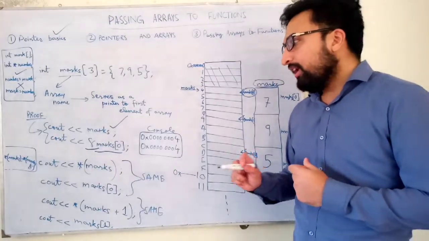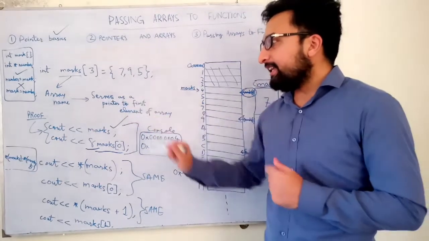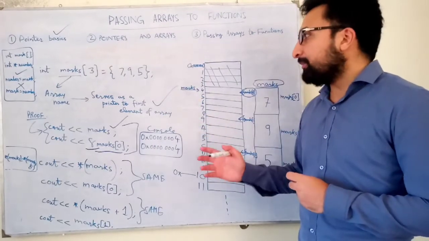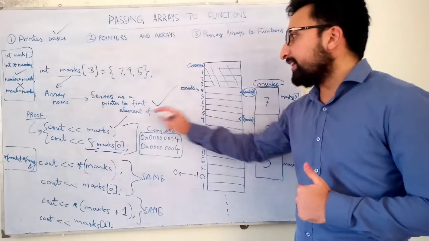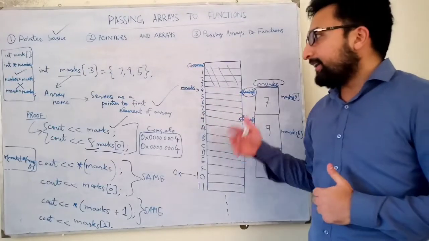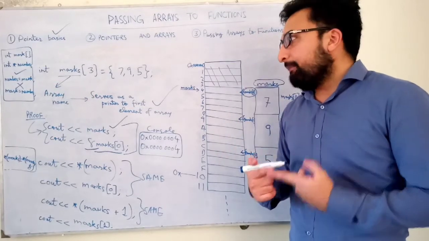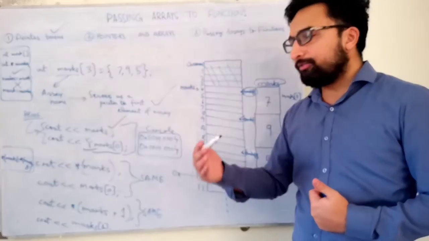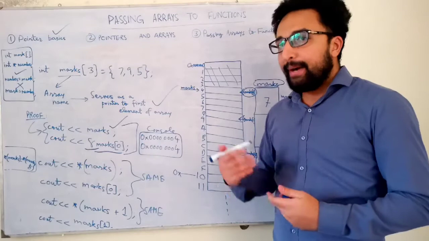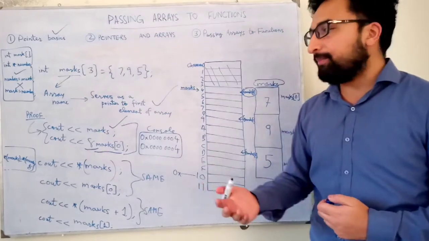So what we can infer from these two lines of code is that the array name basically serves as the pointer to the first element of the array, which in turn means that writing cout marks is the same as writing cout ampersand marks of 0. And it basically tells us that an array name is nothing but a pointer to the first element of the array. And even better if we say it like this: array name is nothing but a name that serves as a pointer to the first element of the array.